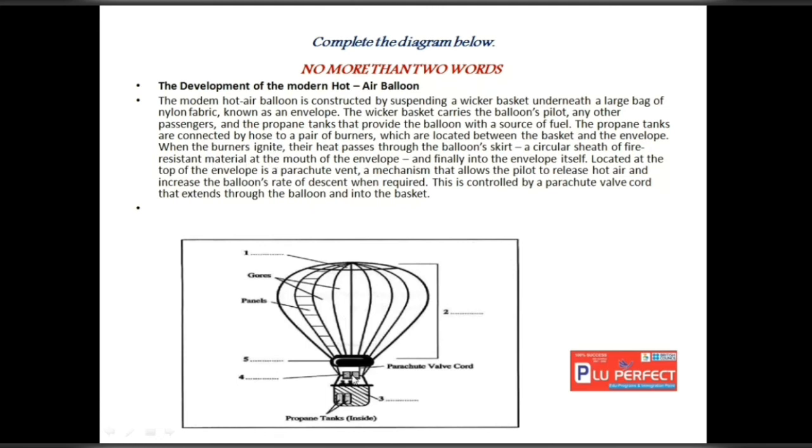When the burners ignite, their heat passes through the balloon's skirt. Through means it's going upward through it. So this is the balloon's skirt. Okay. And now it's going to describe what is balloon skirt. A circular sheet of fire resistant material, means this particular skirt will not catch fire, which is at the mouth of the envelope, that's the opening of the envelope.